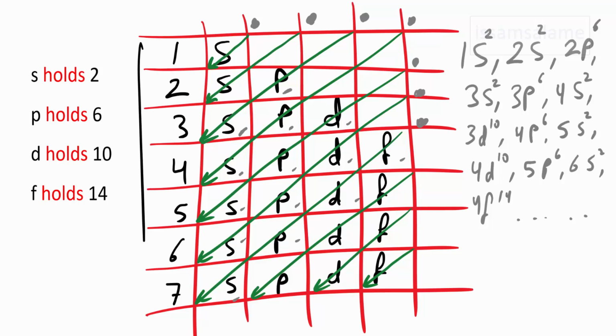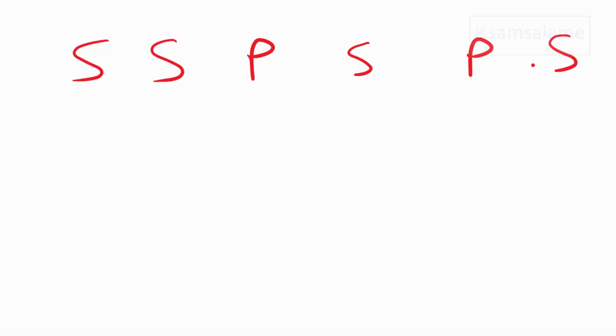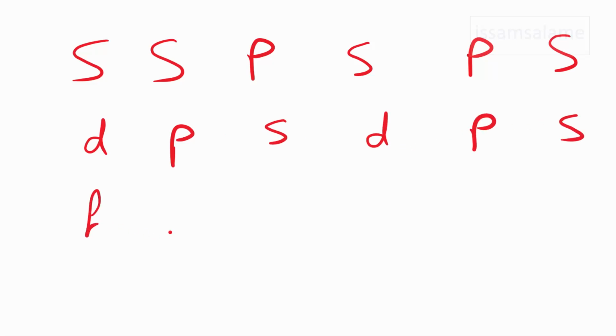Now the easy way is for you to memorize this rhyme, which is s, s, p, s, p, s, d, p, s, d, p, s, f, d, p, s. Again, the same rhyme. If you memorize this, then you can write the electronic configuration for any atom easily.